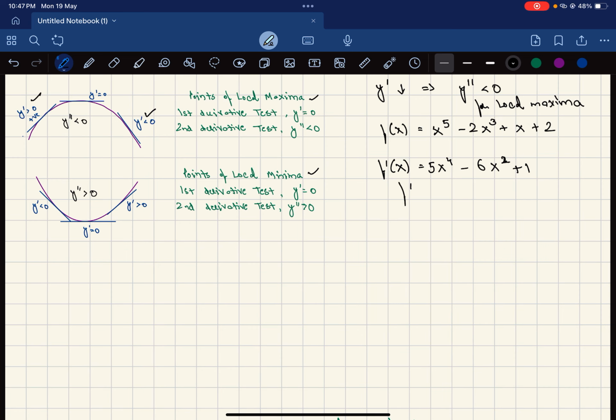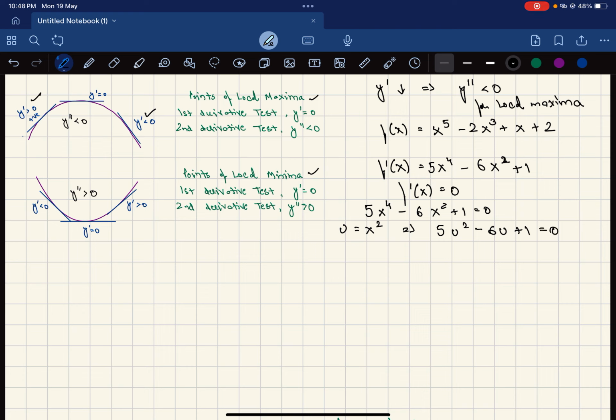Now we equate the first derivative to 0 to get the x points of extrema, which is basically getting the critical points. We solve this equation: 5x^4 minus 6x^2 plus 1 is equal to 0. Now let u be equal to x square. Then we are left with 5u^2 minus 6u plus 1 is equal to 0.